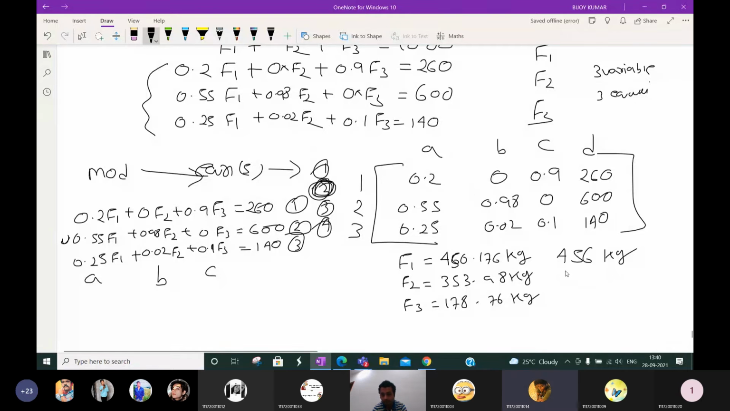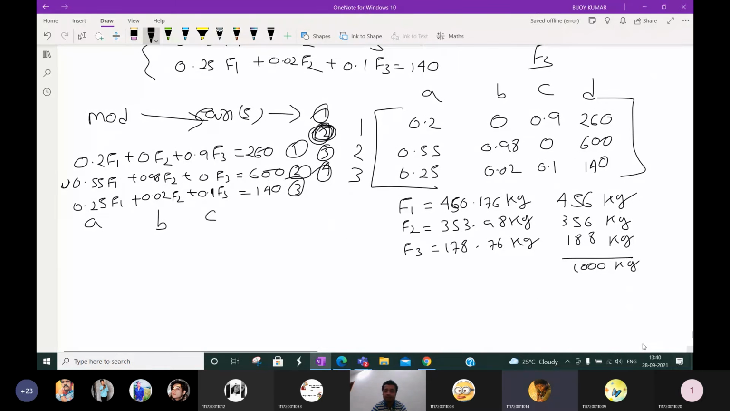Yes, sir, 456. Sorry, yeah, 356 kg. This is 456. Then F3 is getting 356. Y is 356. Then Z is 187, nearly about 188 kg, because the total has to be 1000 kg. Okay, the total has to be 1000 kg. Yes, sir. So this is the solution.